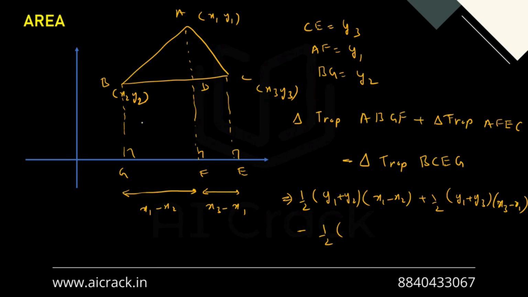In this case, the sum of parallel sides would be CE plus BG. CE plus BG would be y3 plus y2 multiplied by the distance between them, that would be x3 minus x2, right? So if I solve this further, what I'll get, I'll write it over here.